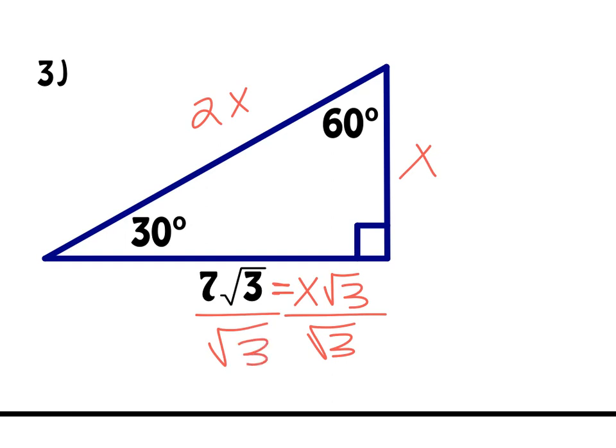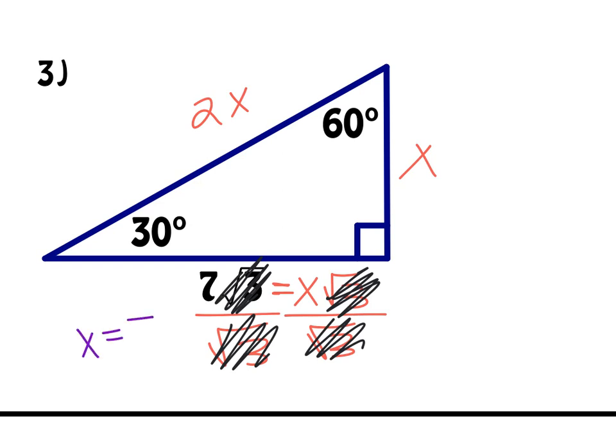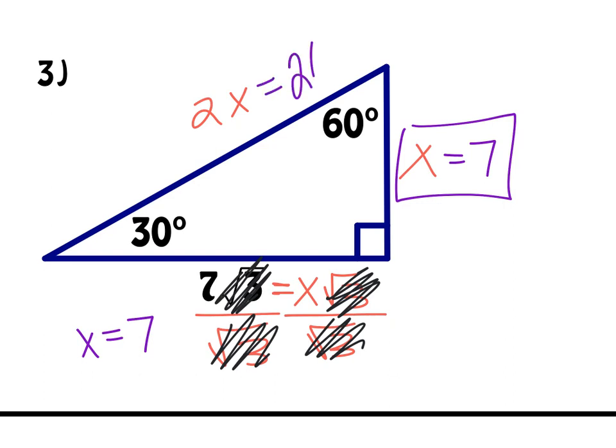And I know some people are like, oh great, now we have to do that radical thing all over again. Y'all, if it's the same on the top and the bottom, we can automatically cancel them out. So I can cross out this square root 3 and this square root 3, which means I can cancel out this square root 3 and this square root 3. So by doing that, I know that x equals 7. So my smallest side is 7, and my hypotenuse is 2 times 7, which is 14. Okay?